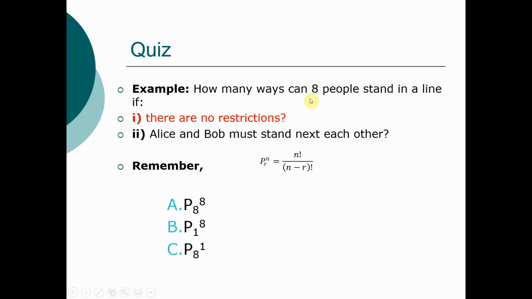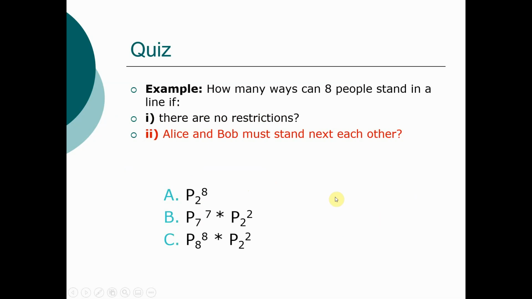Again, for the first place, we have 8 options. For the second one, 7. For the third one, 6, and so on. So it's going to be 8 factorial, or this is basically P of 8 and 8, right? We have 8 places and we have 8 objects. So the answer would be option A.